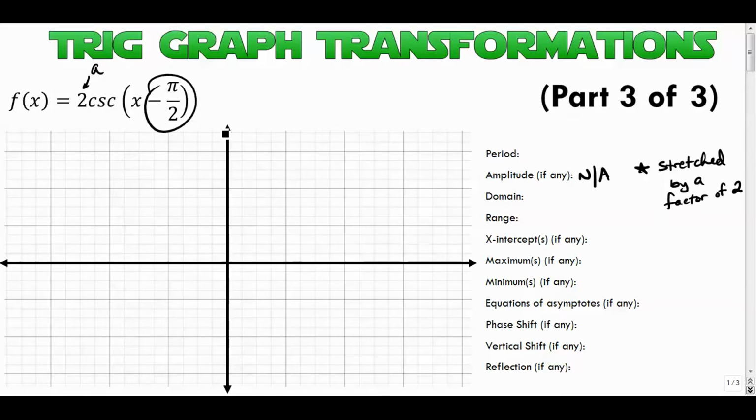This is my c value. It's minus, which means I'm moving right. This is a phase shift. I'm moving right pi over 2. All right.